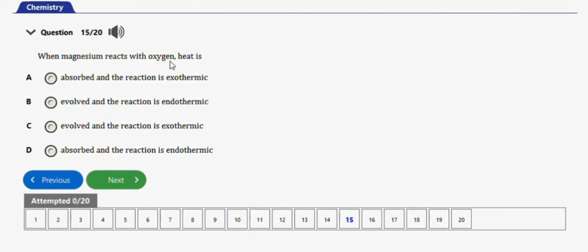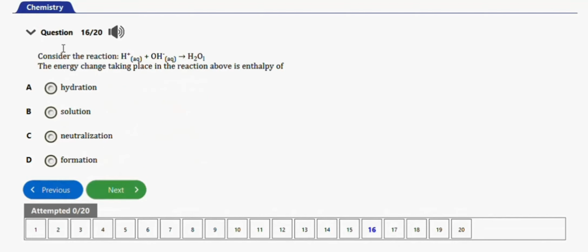Next question is this one. When magnesium reacts with oxygen, heat is absorbed and the reaction is exothermic. No. Heat is involved and the reaction is endothermic. No. Heat is involved and the reaction is exothermic. Yes. The right answer is option C. Very important, guys. Take note of this question.